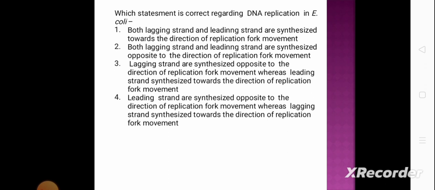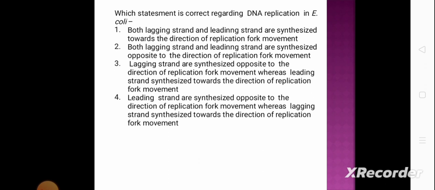Which statement is correct regarding the DNA replication in E. coli? Option 1. Both lagging strand and leading strand are synthesized towards the direction of replication fork movement. Option 2. Both lagging strand and leading strands are synthesized opposite to the direction of replication fork movement. Option 3. Lagging strands are synthesized opposite to the direction of replication fork movement, whereas the leading strands are synthesized towards the direction of replication fork movement.